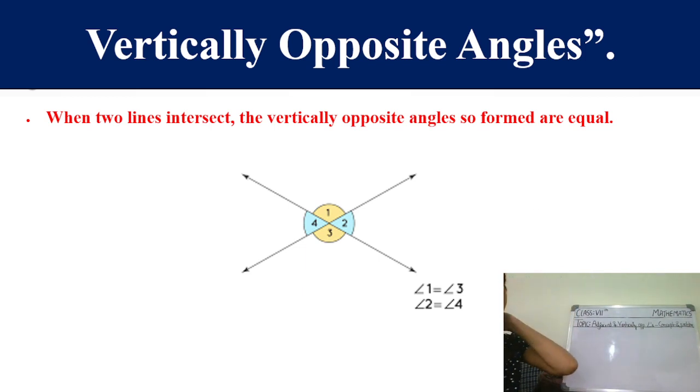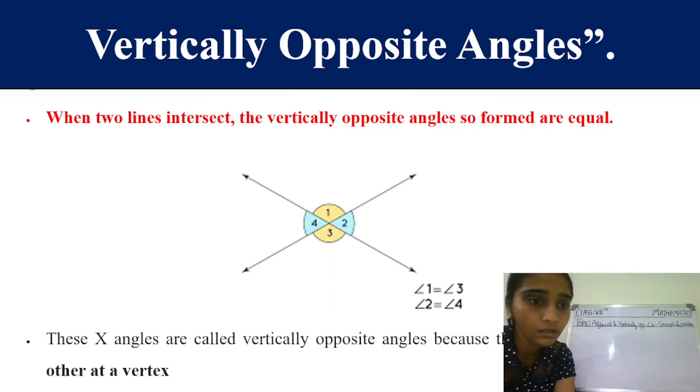Very good, students. So like this we can say that vertically opposite angles formed are equal. This is the fact which you have to remember. And students, these angles are called vertically opposite angles. Why? Yes, because they are opposite to each other at a vertex. They have the common vertex, but they are what? Opposite to each other. 1 is opposite to 3, 3 is opposite to 1.